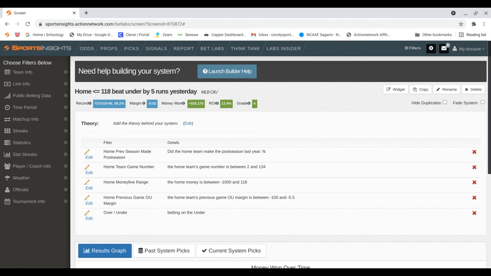My other picks for this evening using other ActionLabs systems, we have Astros minus 1 run versus the Orioles, that's minus 153 juice. Now, I manufactured this by taking the Astros money line minus 177 for a half unit and the Astros run line minus 1.5 runs for minus 128 for another half unit.